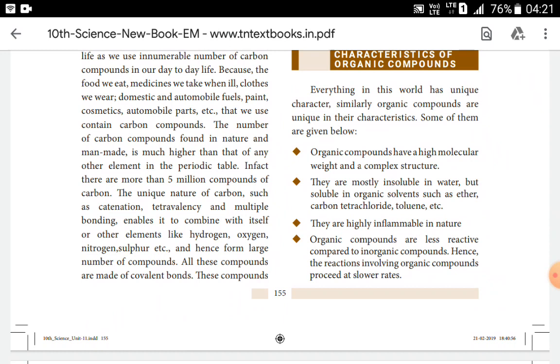What is the cause for the formation of a countless number of carbon compounds? What is the reason or cause for the formation of an innumerable number of carbon compounds? There is a reason, there is a cause. That is nothing but the unique nature of the carbon atom, the peculiar, special property of the carbon atom.